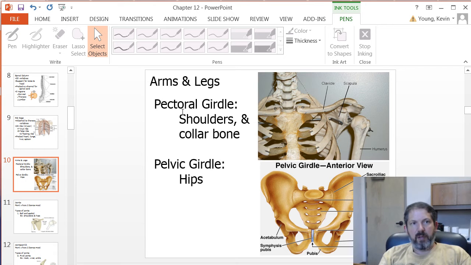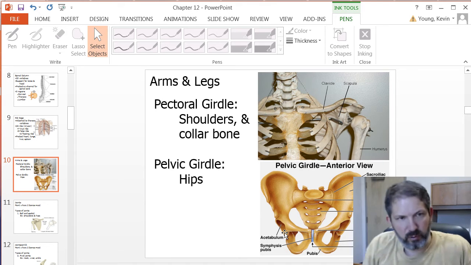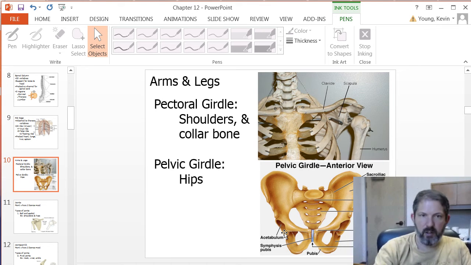Anyway, so we have a pectoral girdle and a pelvic girdle. Pelvic girdle holding the legs on, pectoral girdle holding the arms on. And we have ball and socket joints for both. Ball and socket joint attaching the humerus to the scapula, ball and socket joint attaching the femur to the pelvis. And this acetabulum is actually 3 bones hooked up together here. Okay.